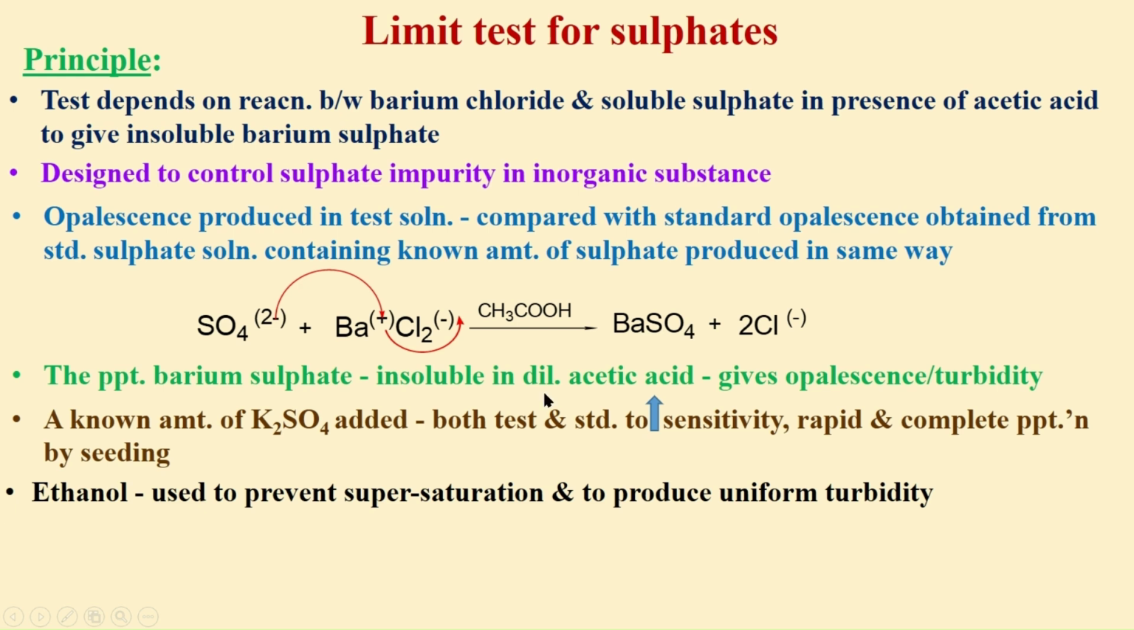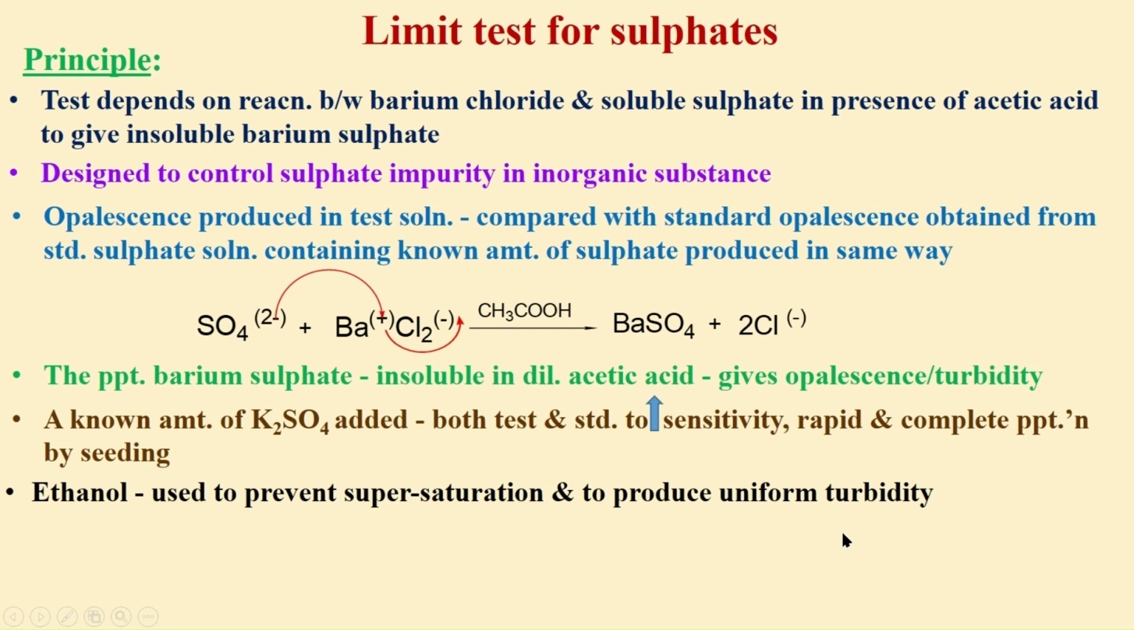We add acetic acid to completely precipitate the barium sulfate and to give turbidity. Potassium sulfate we add in little amount to increase the sensitivity of the reaction, which makes the precipitation complete, and also it makes it occur rapidly. Ethanol is used to prevent supersaturation and to form uniform turbidity.